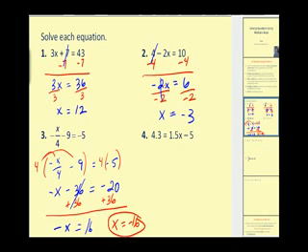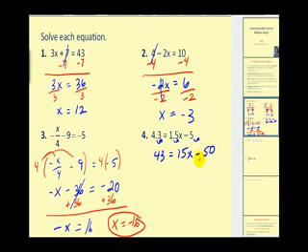Okay, on number 4, we have decimals involved. Well, in order to eliminate the decimals, what we can do is multiply everything by 10. Remember, if you multiply everything by 10, you move the decimal to the right one place. So the result would be an equivalent equation, and that equation would be 43 equals 15x minus 50. And then we follow the same steps.